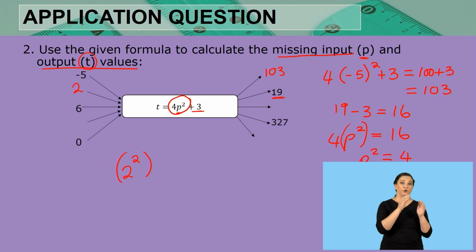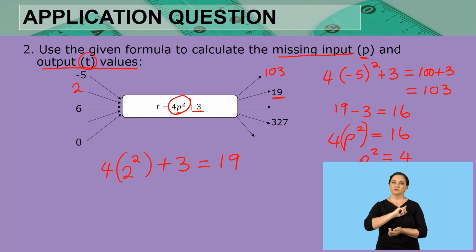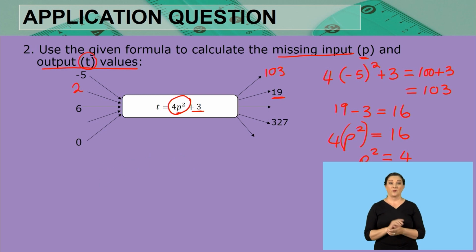After it is squared, it is going to be multiplied by 4. So 2 squared is 4, and when we multiply it by 4, it does give us a 16. And when we add 3 to that 16, the answer is surely a 19. It means we are absolutely correct in our calculations there.